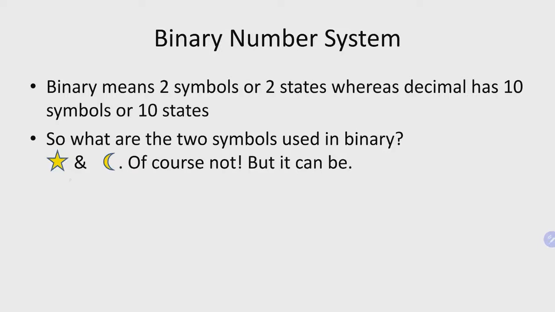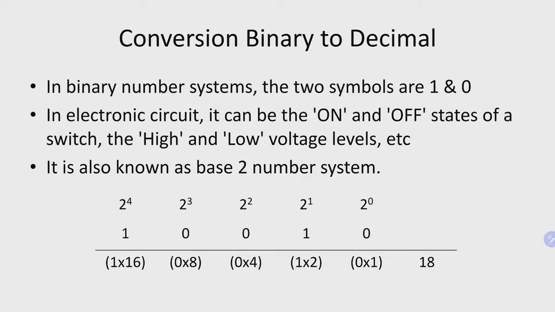If you want to, we can use the star and the moon, but that makes reading very difficult. So what we do is we use the symbols 1 and 0 because we're familiar with these symbols. But in electronics, these symbols can also represent the state of switches, either an on state or an off state. Or in terms of voltage level, a high voltage or a low voltage. As long as it can differentiate two different states, we can use the binary system to represent that.